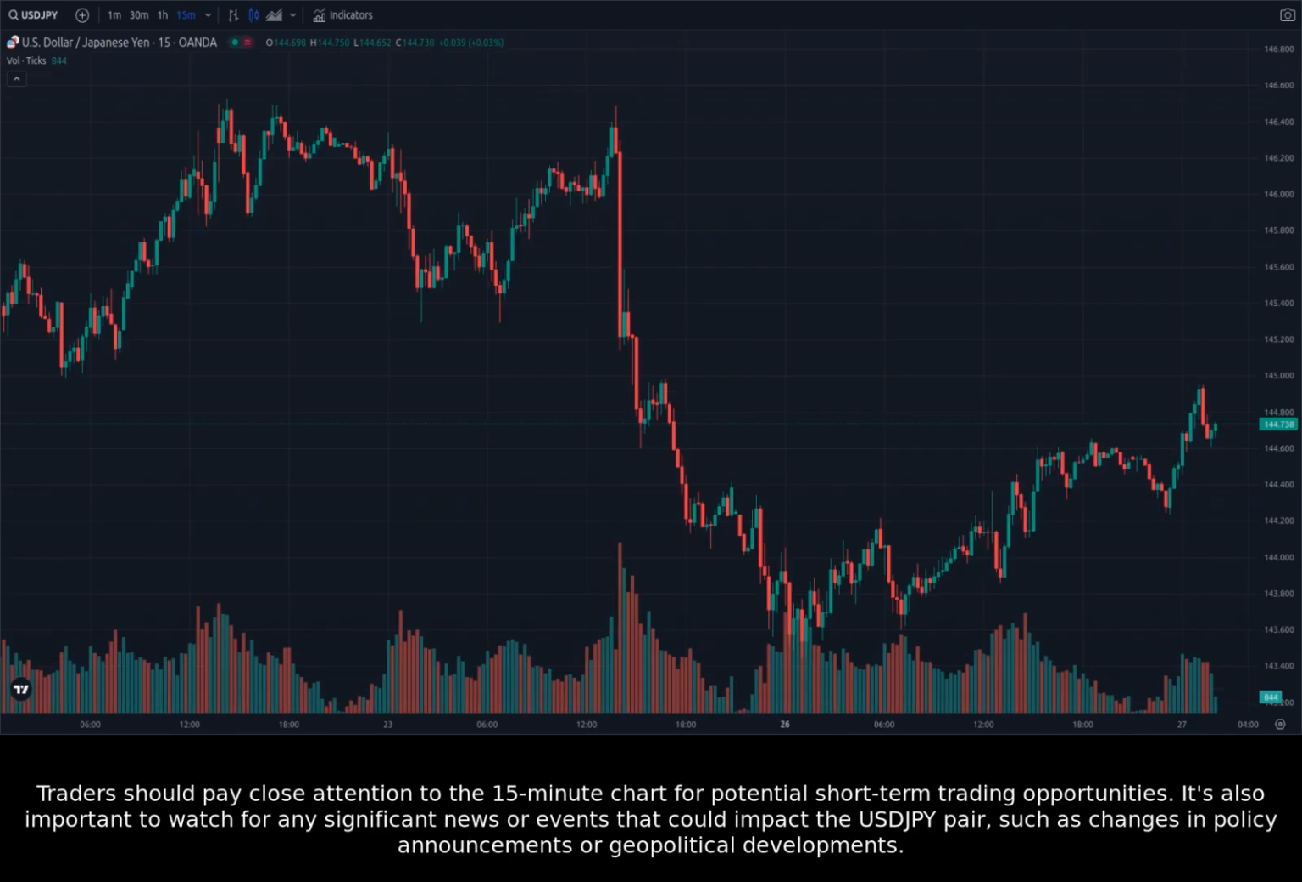Traders should pay close attention to the 15-minute chart for potential short-term trading opportunities. It's also important to watch for any significant news or events that could impact the USDJPY pair, such as changes in policy announcements or geopolitical developments.